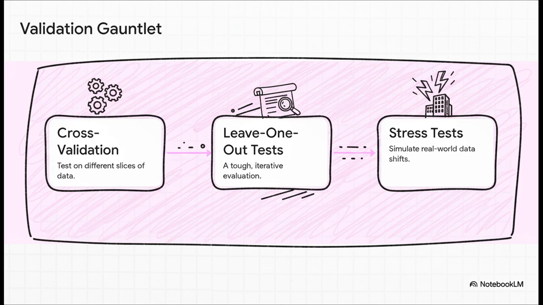So what does this gauntlet look like? Well, you use things like cross-validation to make sure the model performs well no matter how you slice up the data. You might use some really tough methods like leave one out tests where it gets pushed to its limits. And, critically, you stress test it. You throw weird, unexpected, difficult data at it just to see if it breaks. This is how you build real confidence in what you've built.